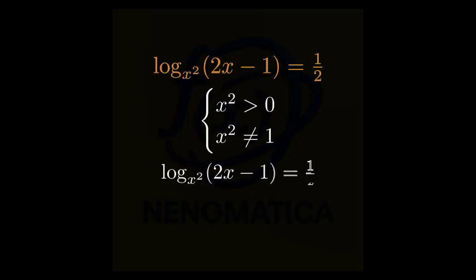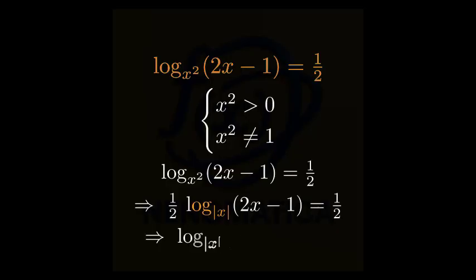Using the identity from the image, log with base x squared of a quantity equals 1/2 times log with base absolute x of that quantity. So we obtain 1/2 times log base absolute x of 2x minus 1 equals 1/2. Next, multiply both sides by 2 to match the image's next line. We get log base absolute x of 2x minus 1 equals 1.